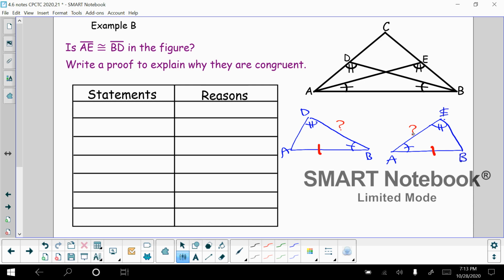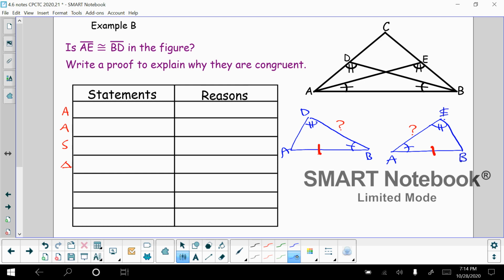Here's BD. Well, first of all, are the two triangles congruent? I see a pattern here. Angle, angle, side. Angle, angle, side. So yes, these are congruent. So I'm going to write that down off to the side: angle, angle, side. Then I'm going to list the triangles. And then I should be able to prove those because those look like they are definitely in corresponding parts.